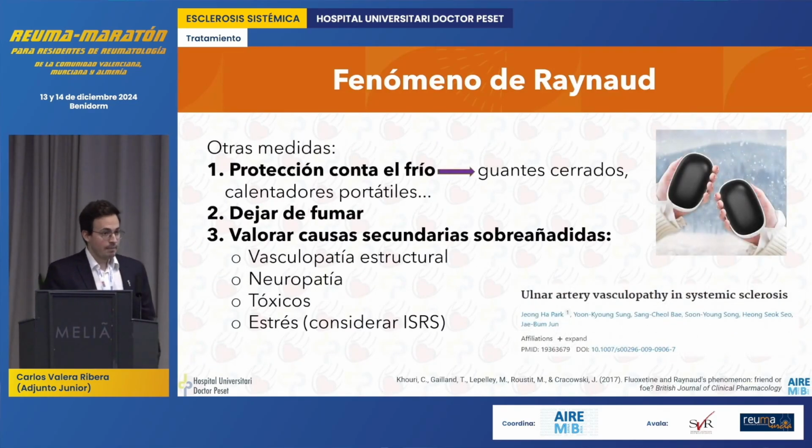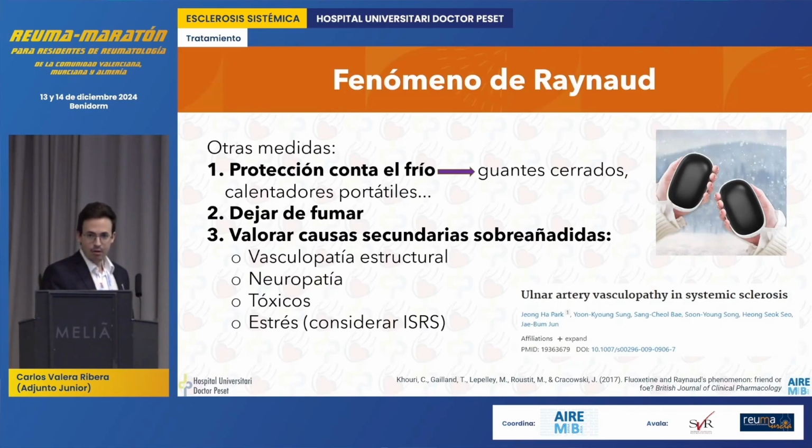And then don't forget about other non-pharmacological measures such as protection against the cold, as we all understand, with closed gloves. Not gloves with holes or wool gloves, portable hand warmers like the one shown in the image. Quitting smoking is important, managing cardiovascular risk factors, and also evaluating for secondary causes. In systemic sclerosis, a significant percentage of patients may have structural vasculopathy, as Pablo has defined, due to macrovascular involvement. Also, for example, involving the ulnar artery, which is also described in systemic sclerosis.